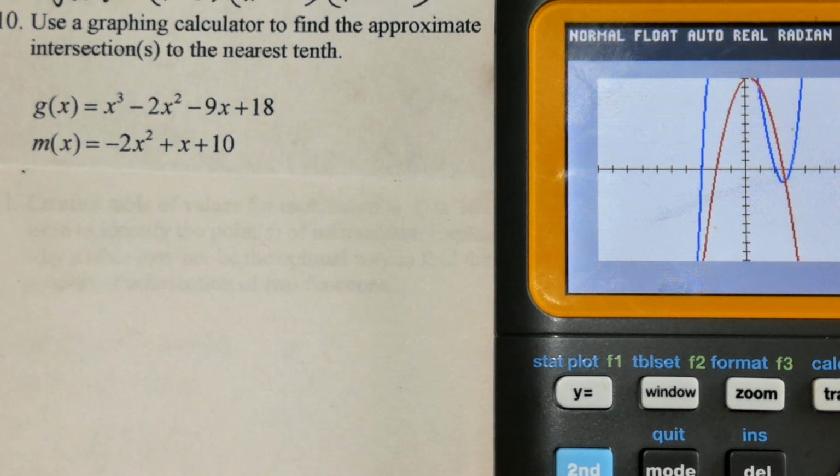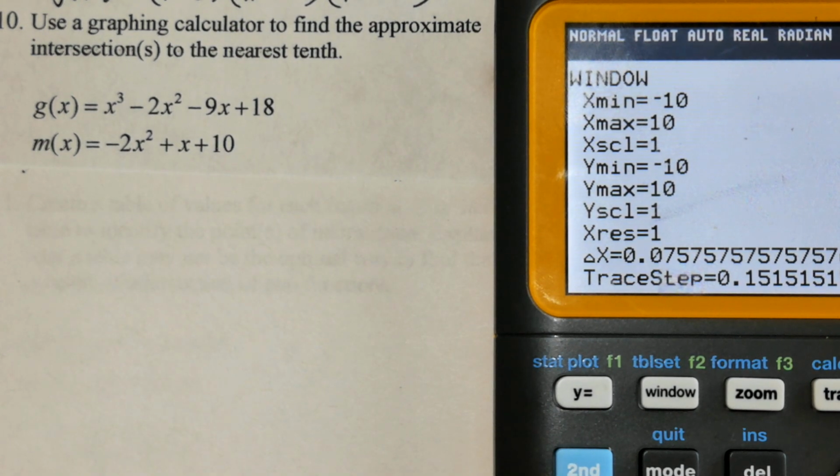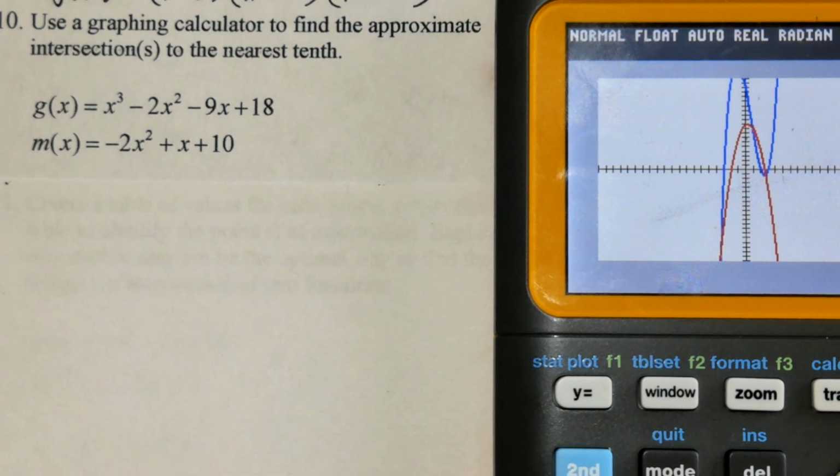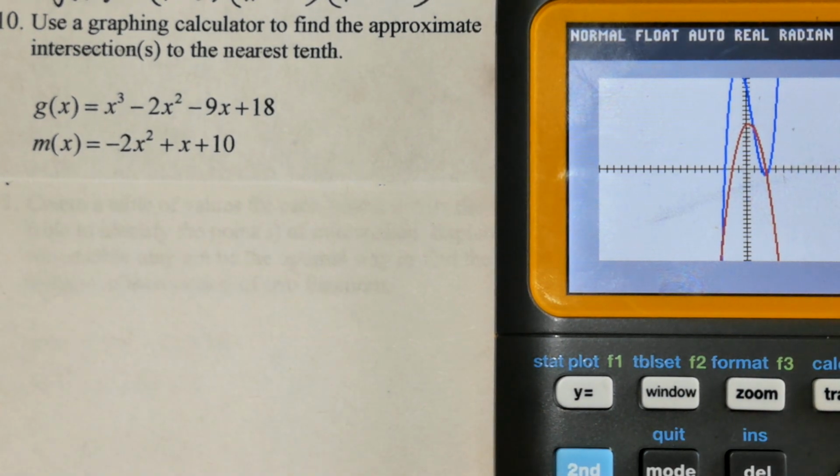So I'm going to take the window and expand it so I can see this better. This is what it was at before I adjusted it. I'm going to try doubling that. And now I have a better vision here. I can see there are 3 intersection points.